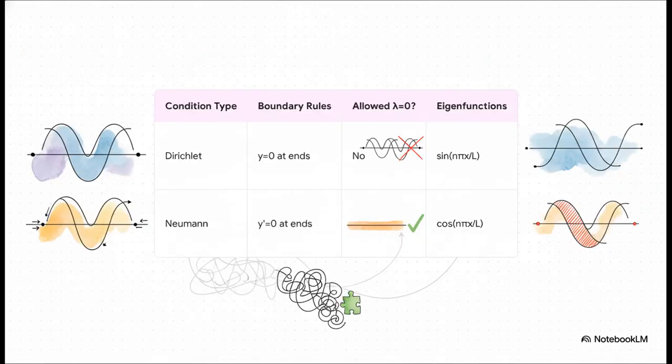So let's put our findings side by side. The Dirichlet conditions, where the ends are fixed at 0, gave us sine waves and said no way to lambda being 0. But the Neumann conditions, with those flat ends, gave us cosine waves and allowed for that constant lambda equals 0 solution. This is so cool because it shows that just by changing the rules of the puzzle, you completely change the set of answers you're allowed to have.